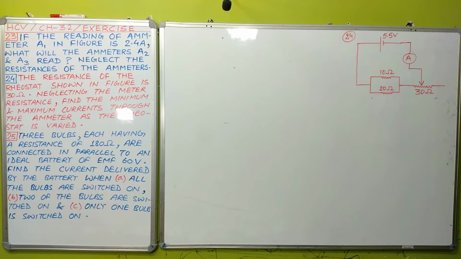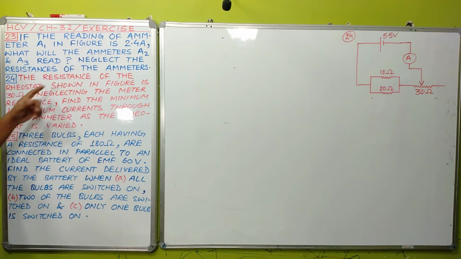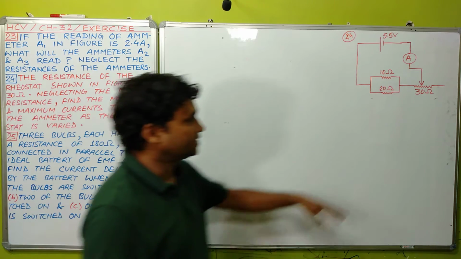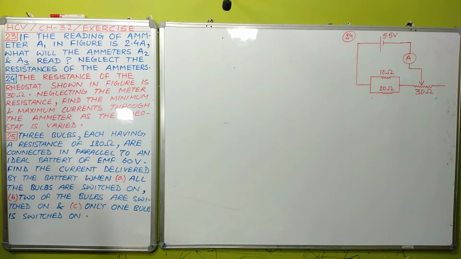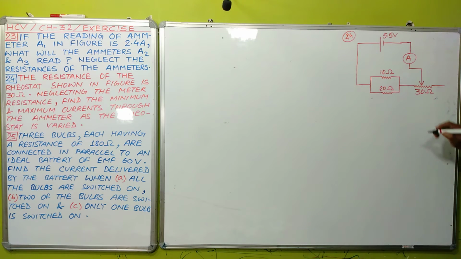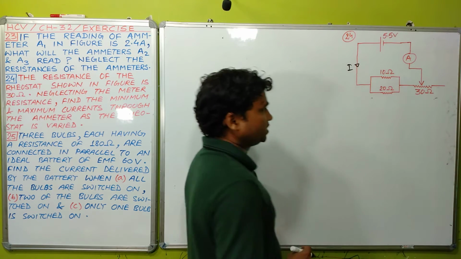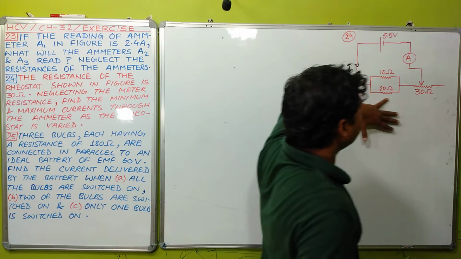Question number 24. Student, you can see that the figure for 24 is given here. Now the question is, the resistance of the rheostat shown in the figure is 30 ohm. There is a rheostat and its total resistance is given as 30 ohm. Neglecting the meter resistance, find the minimum and maximum currents through the ammeter as the rheostat is varied. Let the current flowing through the circuit be I. This is the original figure that is given in the question.